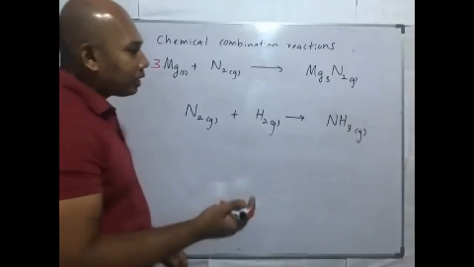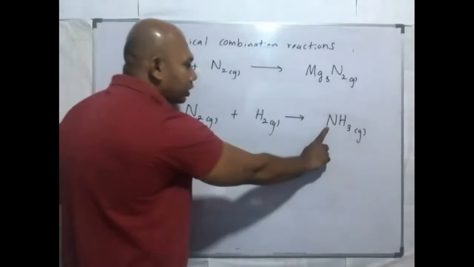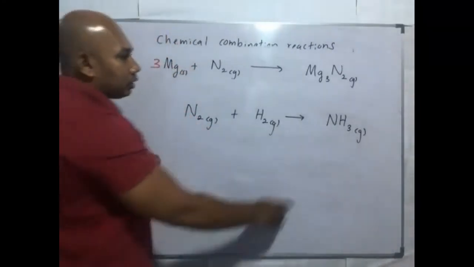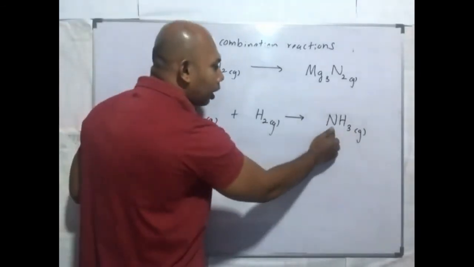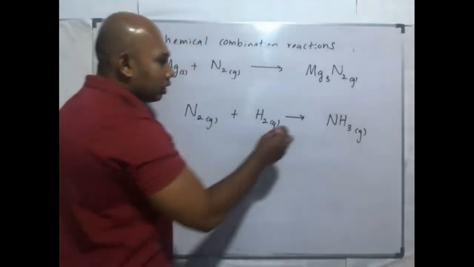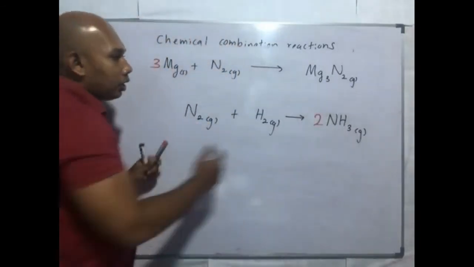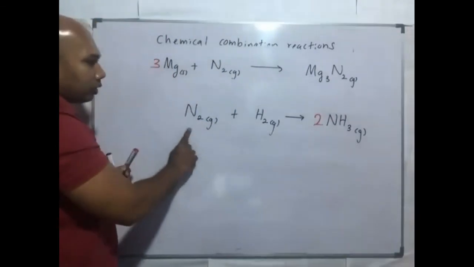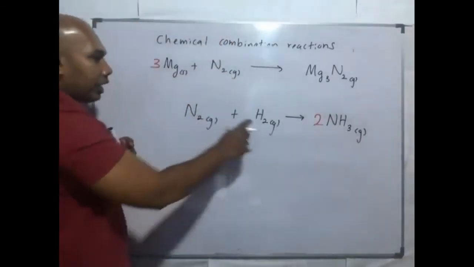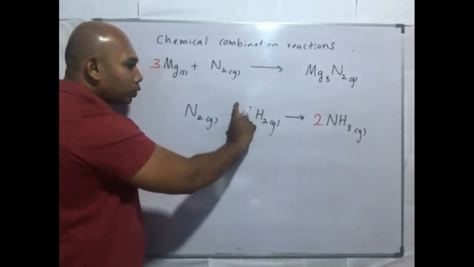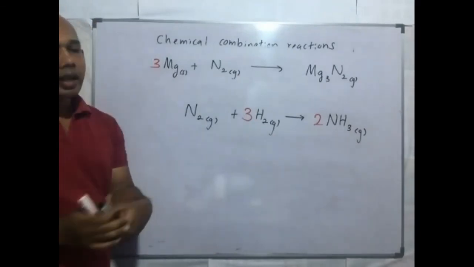Actually, I think you could balance the reaction. 2 nitrogen, 1 nitrogen. 3 hydrogen, 2 hydrogen. Here both are odd numbers. Multiply by 2. 2 nitrogen, 2 nitrogen. 2 into 3, 6 hydrogen. Here 2. To convert 2 to 6, multiply by 3. It's a balanced chemical reaction.